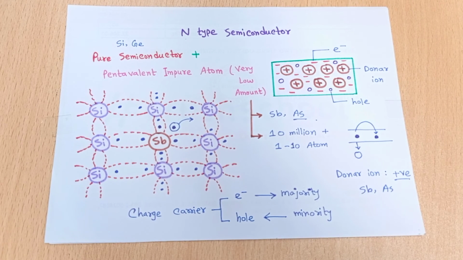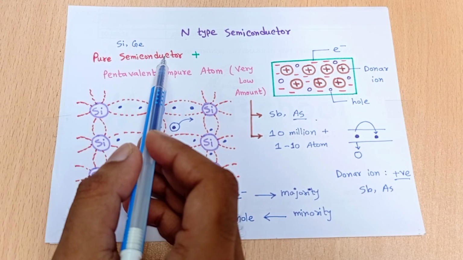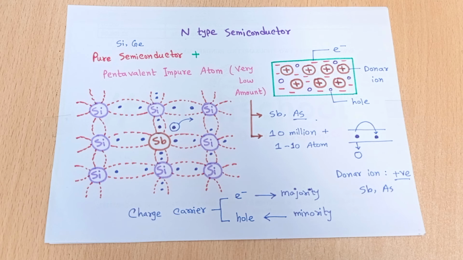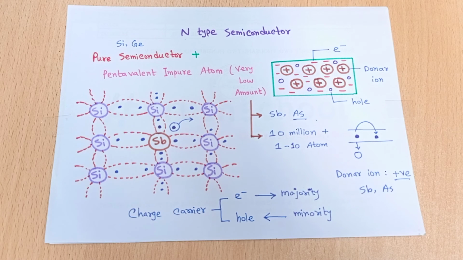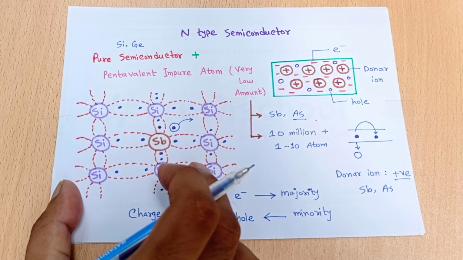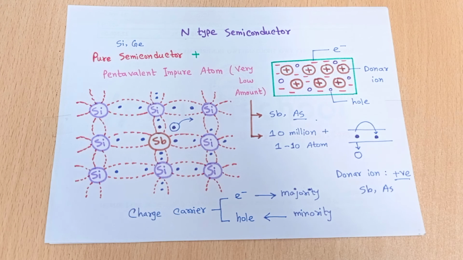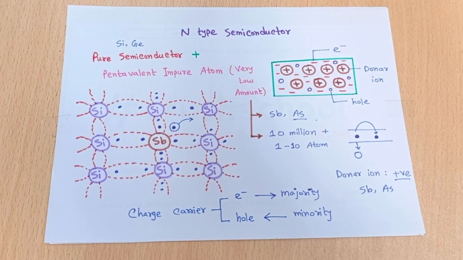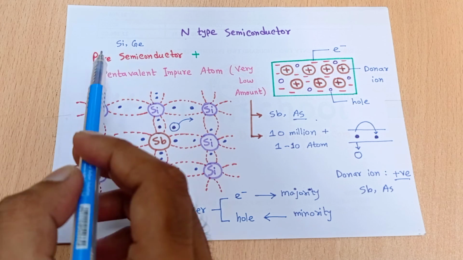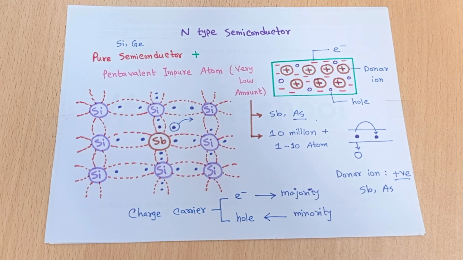And another important thing is, if you use only pure semiconductor, you do not get a good conductive material. When you add some pentavalent impure atom, then the conductivity of pure semiconductor will increase. So this type of n-type semiconductor is very useful in electronics. If you want to make diodes, transistors, field effect transistors, or any amplifier, then you have to use this n-type semiconductor as well as p-type semiconductor, because the conductivity of n-type or p-type semiconductor is higher than pure semiconductor. So this is all about our n-type semiconductor.